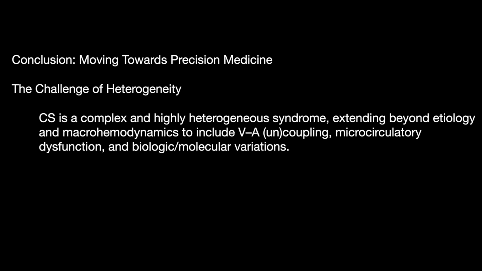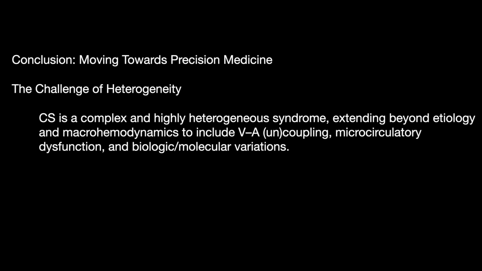So the conclusion is we are moving towards precision medicine. Cardiogenic shock is a complex, highly heterogeneous syndrome extending beyond etiology and macrohemodynamics. And it includes the ventricular uncoupling, the microcirculatory dysfunction, and the molecular variants. This must be kept in mind. Previously, we were just thinking of MI and cardiac support. We must understand there is more to cardiogenic shock than just improving the heart function. There is the uncoupling of the ventricular and the arterial function. That must be kept in mind.